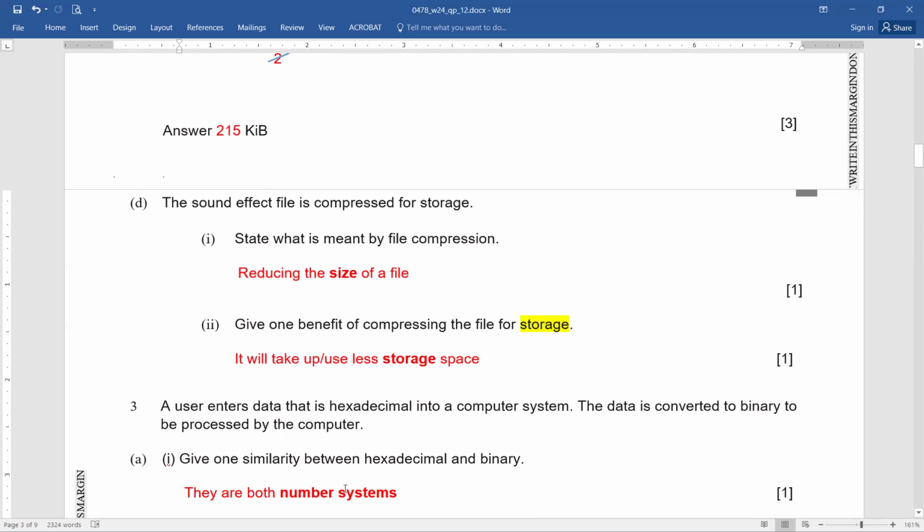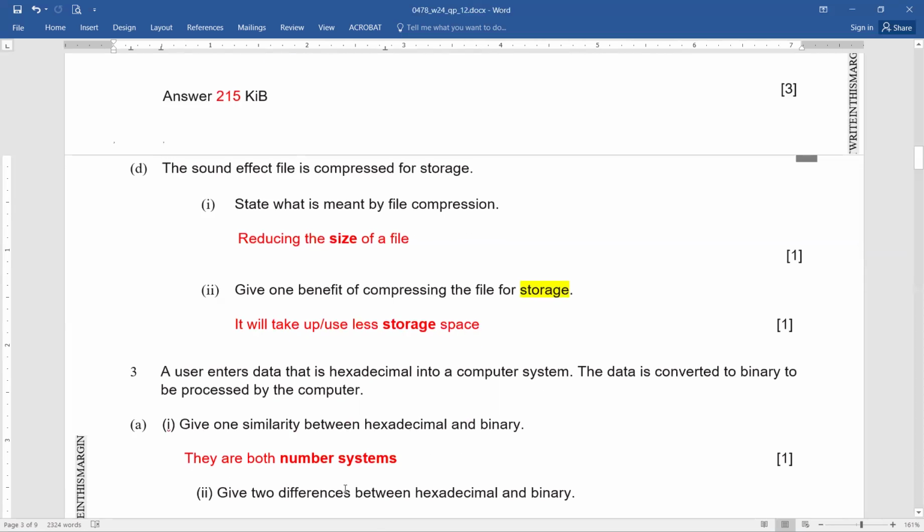Question number 3. A user enters data that is hexadecimal into a computer system. The data is converted to binary to be processed by the computer. Give one similarity between hexadecimal and binary. This is the first A1, and this seems confusing, but this is so simple. They both are number systems.